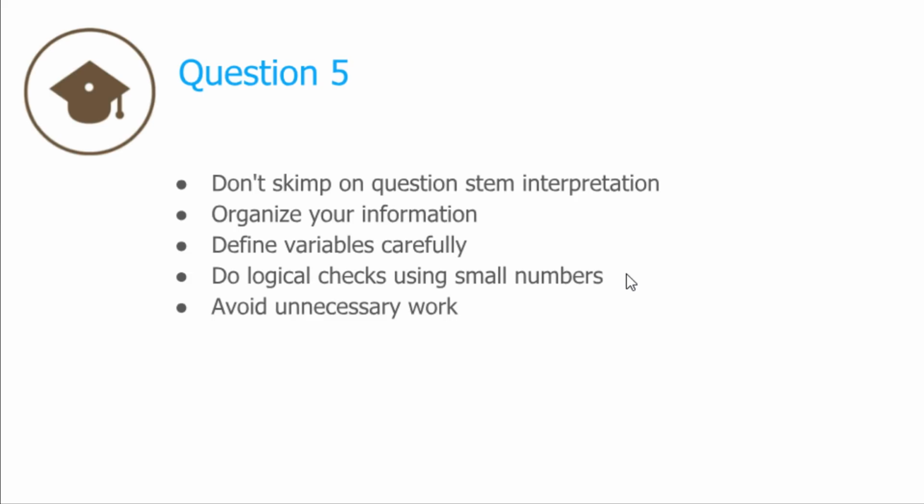We want to do logical checks using small numbers just to make sure that we really understand what's going on. So if teeth are 1 to 2, then RPMs are going to be 2 to 1. And then finally, we want to avoid unnecessary work. So what does that mean? In this case, it's avoiding gear B. We don't need it, so we just pretend it's not there, and we only deal with A and C.